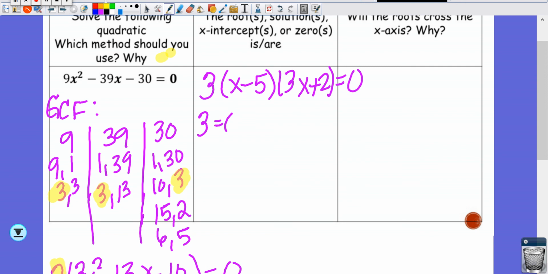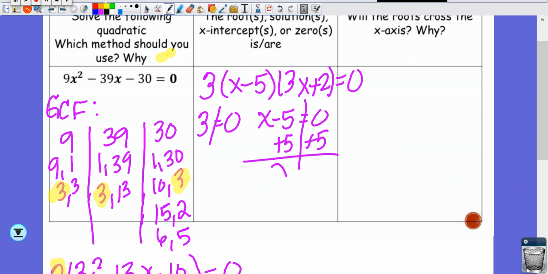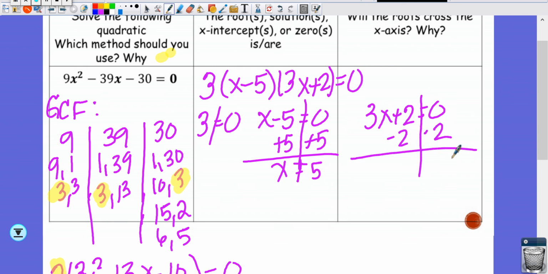So 3 equals 0, no such thing as an answer. And then we have x minus 5 equals 0. We can solve that. That's a pretty easy one. X equals 5. And then we have 3x plus 2 equals 0. Use our line method, solve that equation. And we get 3x equals negative 2, divide by 3 over 3. X equals negative 2 over 3.